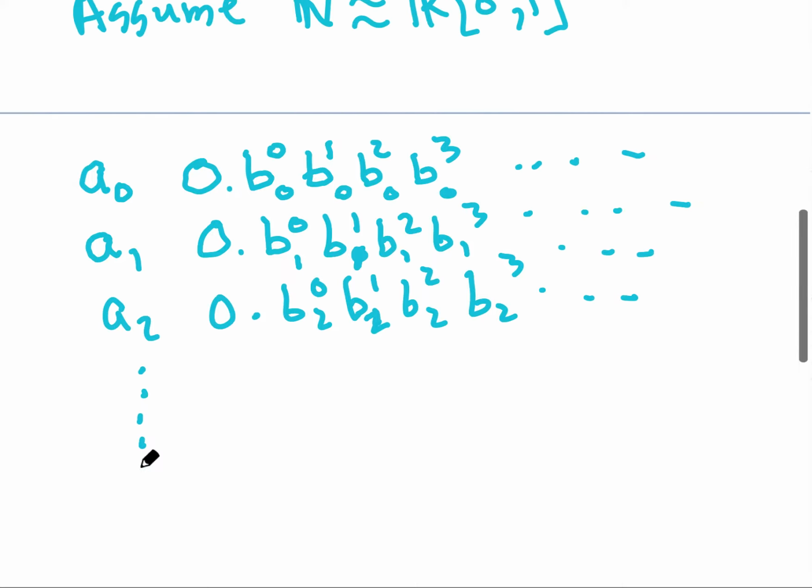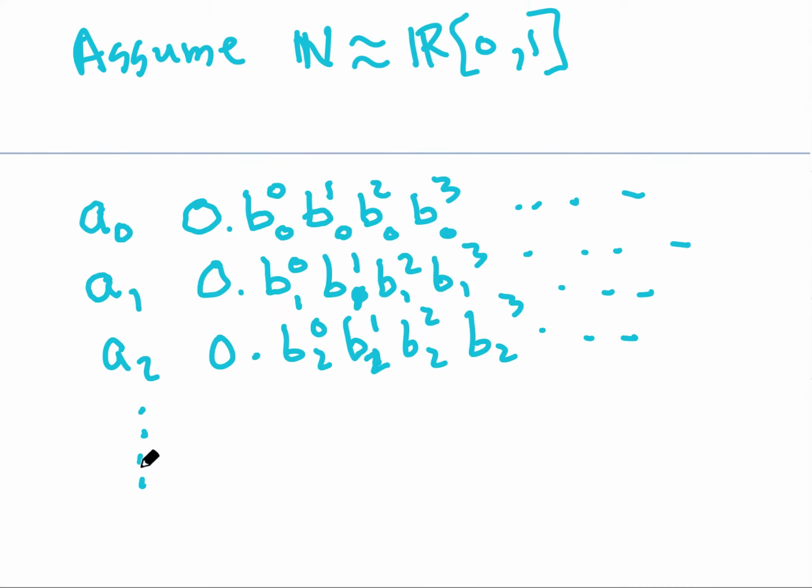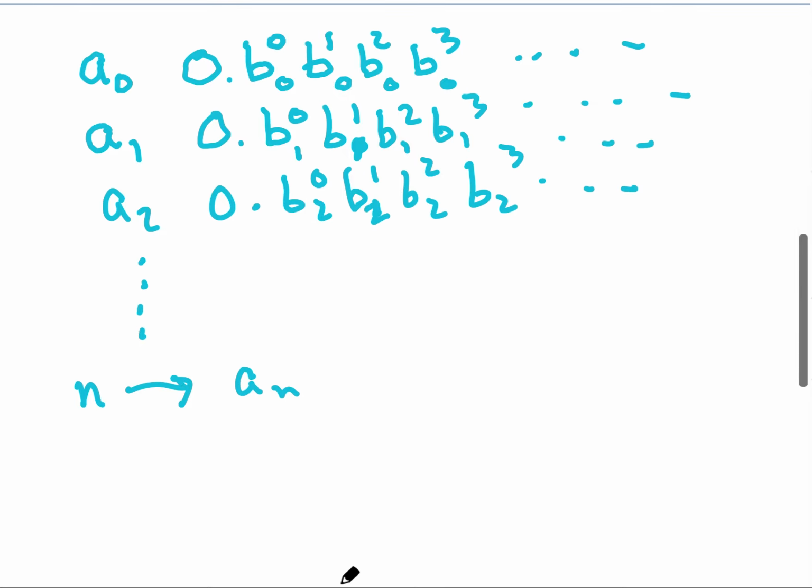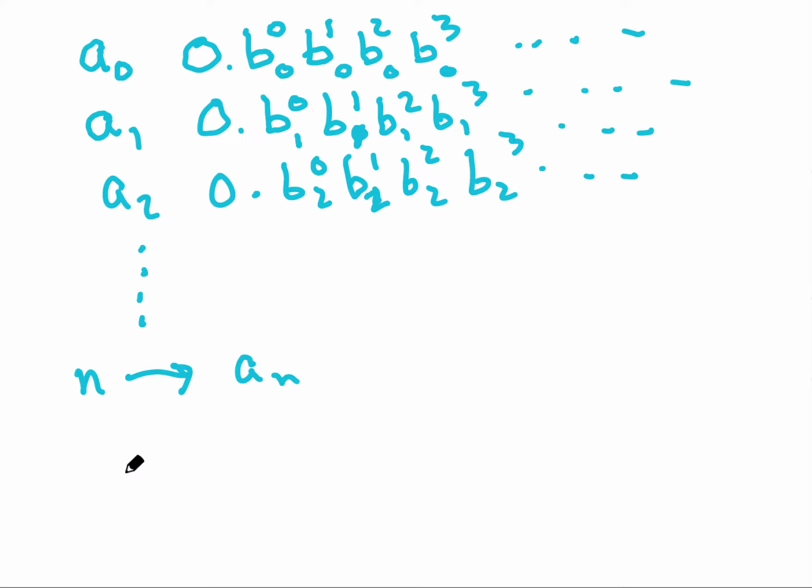Okay, so because I'm assuming that the natural numbers are equipotent with the real numbers between 0 and 1, including 0 and 1, then I know I can count out those numbers, because equipotent means there's a bijection. So if there's a bijection, I basically can map. So the mapping is basically taking n, and I'm mapping it to A sub n. Okay. So now what I want to do is define a number. I'm going to call this number C.